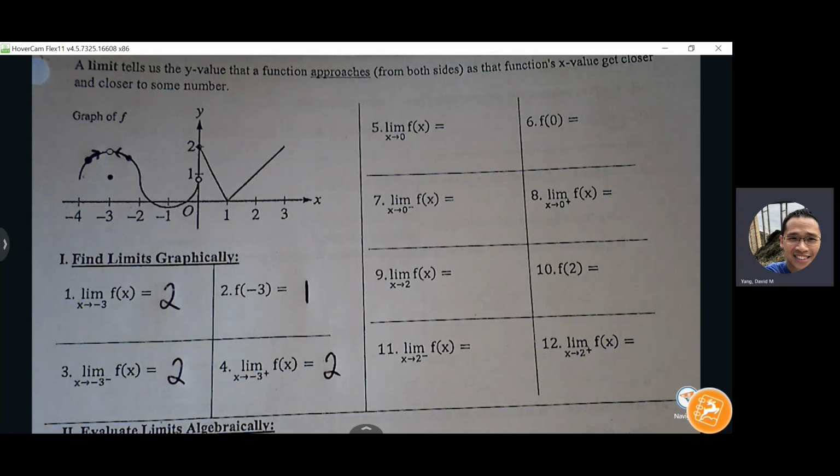Yeah, if the graph doesn't hit a y value that you recognize, then you just make your best estimation and that's good enough.